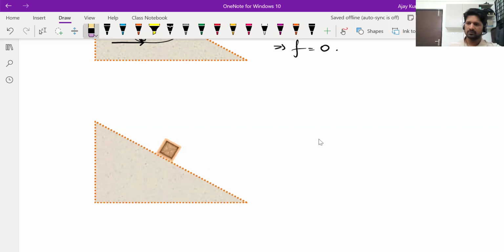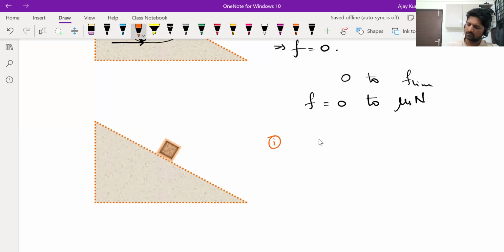Think of it like this, all of you. Suppose you know static friction is a self-adjusting force. It can increase itself from 0 to a maximum of mu s times N. So friction can go from 0 to the limiting value. First case I'll take in orange. If acceleration is g tan theta, where acceleration is the acceleration of the wedge, that's what we are talking about, in that case, friction is 0. There's no need for friction to act. Next case, slightly reduce the acceleration.